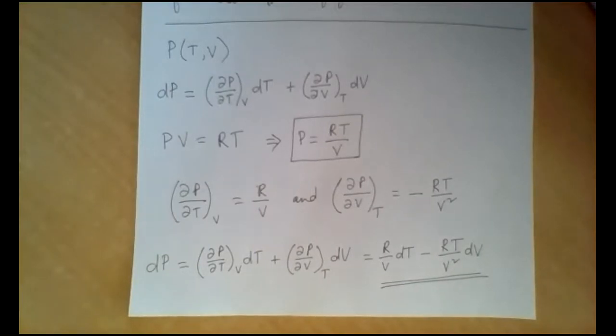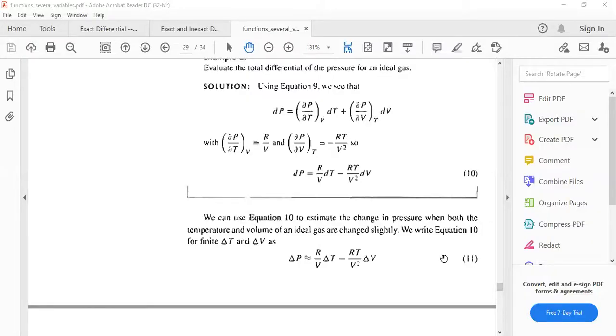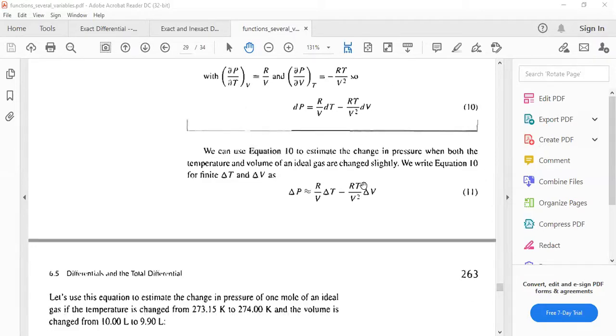Now let us come back to our screen. This is the expression which we have just obtained. We can use this equation 10 to estimate the change in pressure when both the temperature and volume of an ideal gas are changed slightly. We can write equation 10 for finite delta T and delta V in this form.